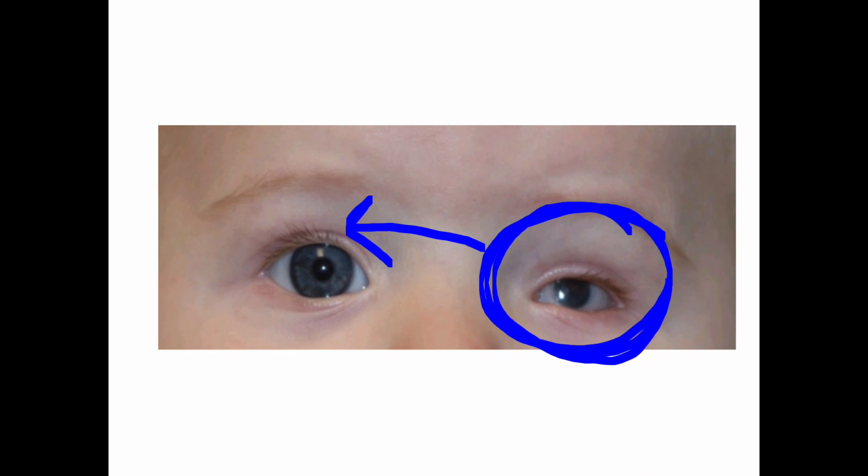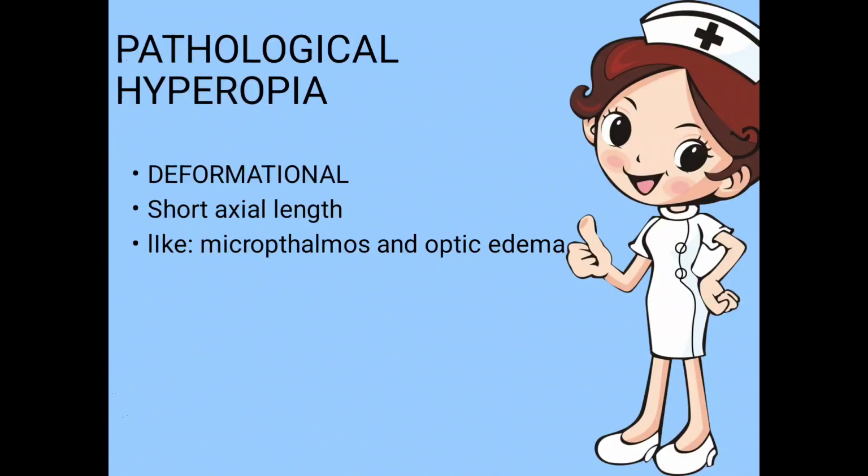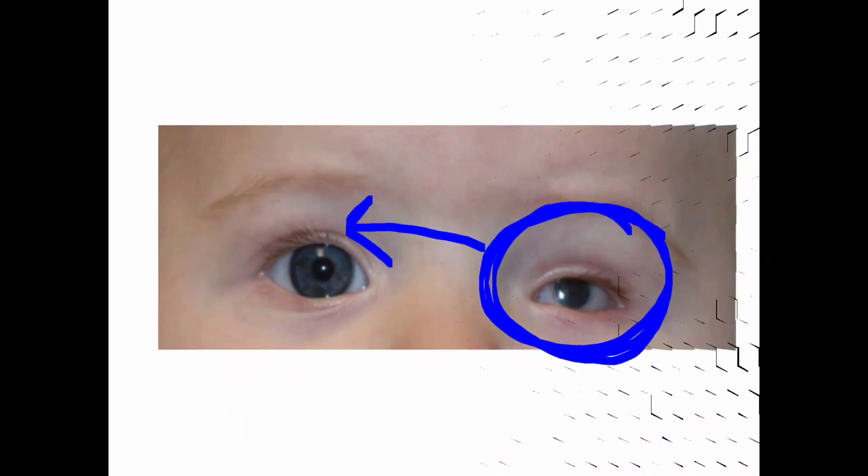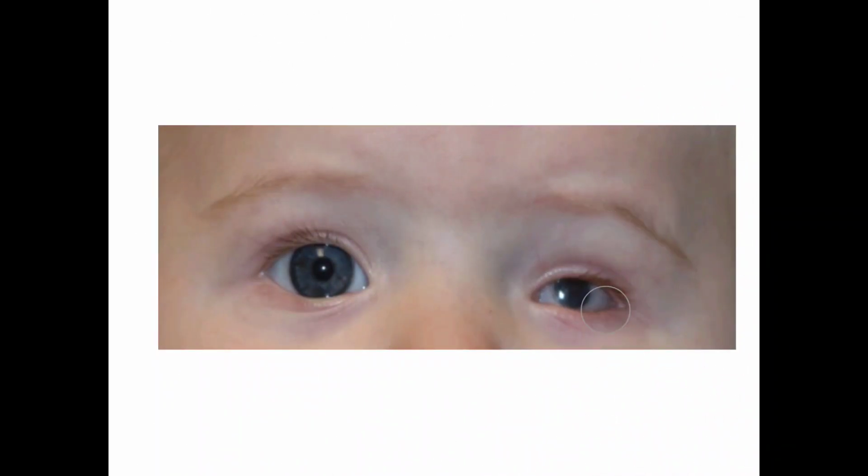And we have to see whether the vision is improving or not in these cases. Next one is optic edema. As you know, the disc is present in the retina, so disc edema will be there. Sometimes disc edema is responsible for causing hyperopia also.